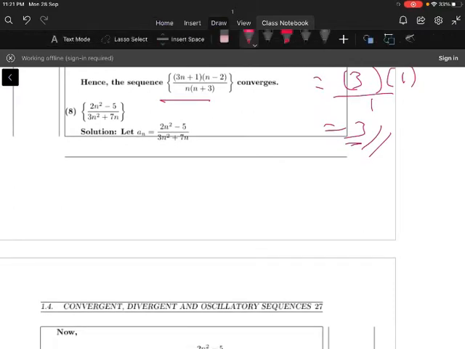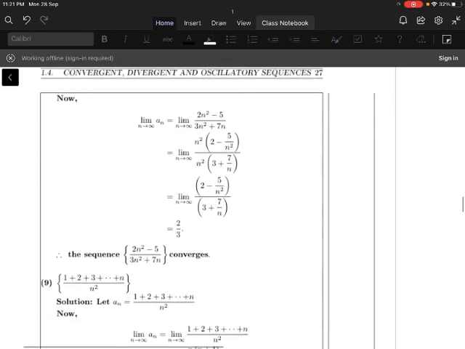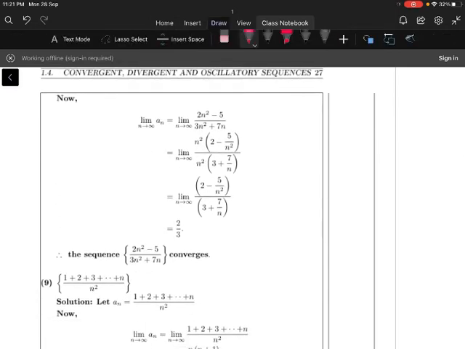Now let us move to the next problem. The given sequence is (2n² - 5)/(3n² + 7n). Let us define the nth term. Now let us take a limit as n tends to infinity. So this becomes infinity by infinity form. So therefore take n² outside, 2 - 5/n². In the denominator also take n² outside, 3 + 7/n. So n² gets cancelled.